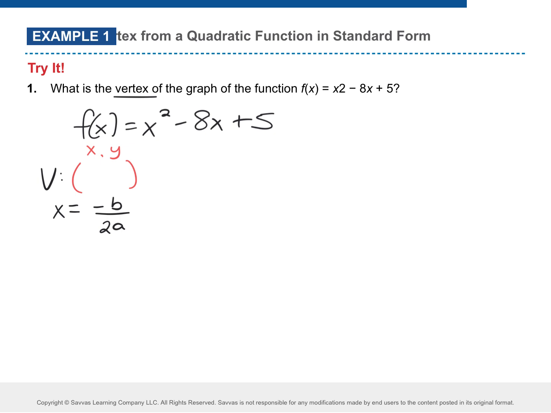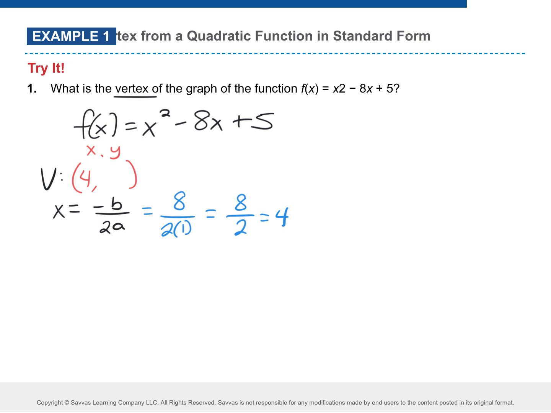What is my -b? No. b is -8. What's the negative of that? Positive 8. 2 times, what's my a value? 1. Correct, because you get that a value from in front of the x squared, and that is a 1. 8 divided by 2 is 4. What did that just give me? The x value of my coordinate.